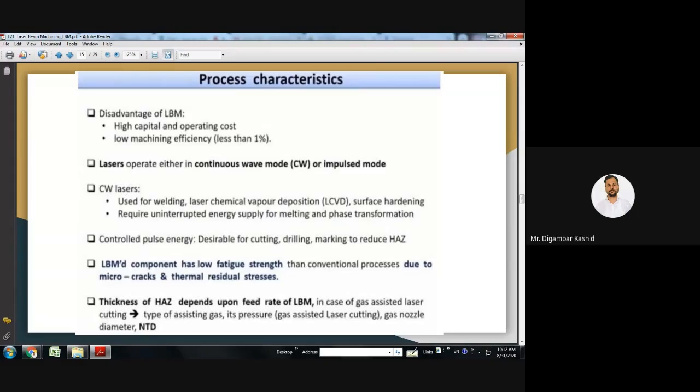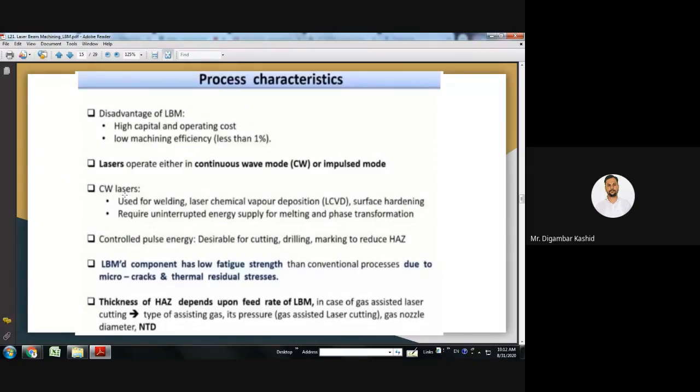Again, there is the machining efficiency, which is less than 1%, which is very low. That is why it is not very competitive with the other conventional machining operations. So high capital cost, high operating cost, and low machining efficiency, less than 1%. These are the disadvantages.